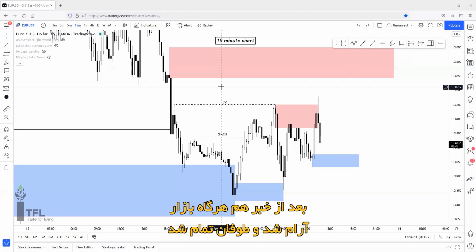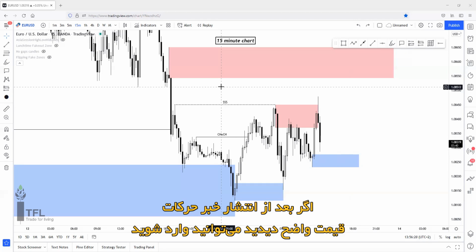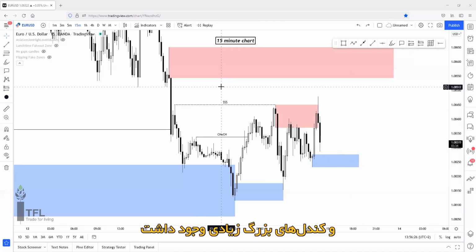After the news, if the storm has calmed down, that's all. If you see a clear price action after the news has been released, you can enter a position. If it's noisy and there are lots of huge candles with, for example, 30, 40 pips, you can't enter because that's noisy. You have to wait for the storm to calm down.